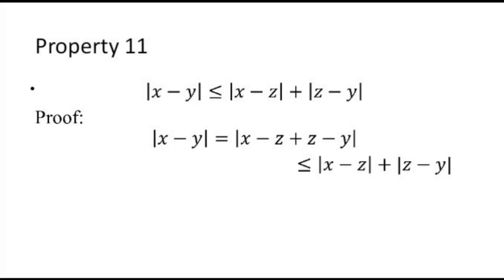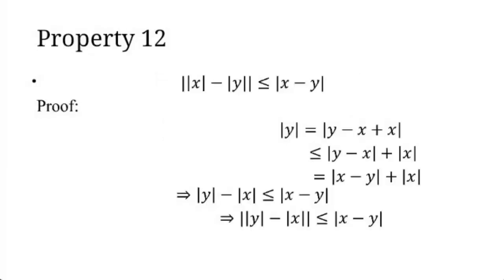Suppose x is 1, y is 7, and z is 4. The absolute value of 1 minus 7 is 6. Now, look at going through z. The absolute value of 1 minus 4 is 3. The absolute value of 4 minus 7 is also 3. Add them. 3 plus 3 equals 6. Since 6 is equal to 6, the inequality holds. So, the absolute value of the difference between x and y is less than or equal to the sum of the absolute value of the difference between x and z and the absolute value of the difference between z and y.